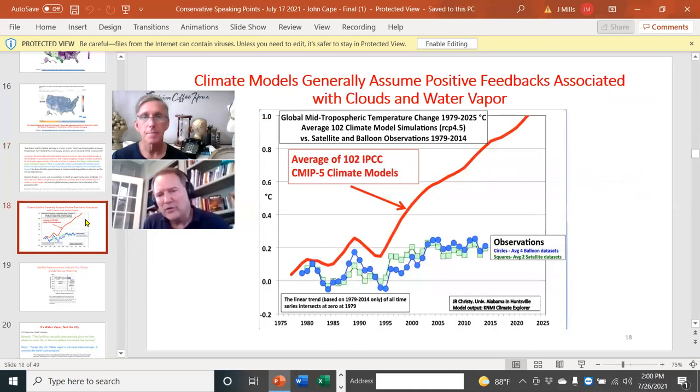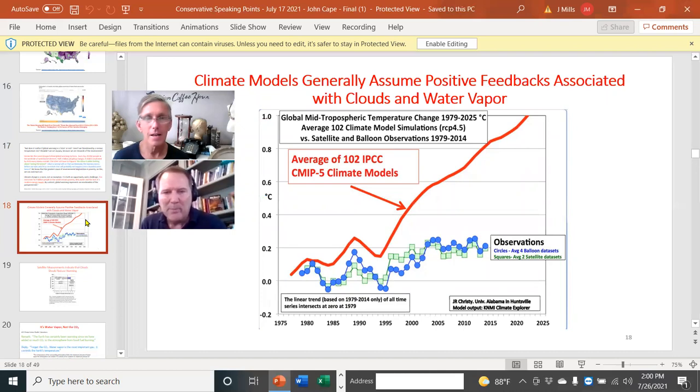Now, this next graph shows the actual temperatures as observed by both weather balloons and satellites. There's basically three satellites, and this is from two of the three satellites. And it also shows projections from the climate models that are mostly from the IPCC, which is this United Nations organization trying to convince us of global warming.